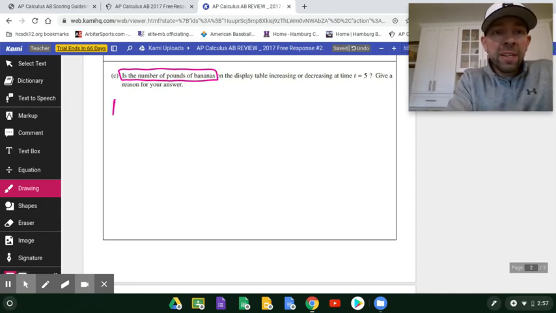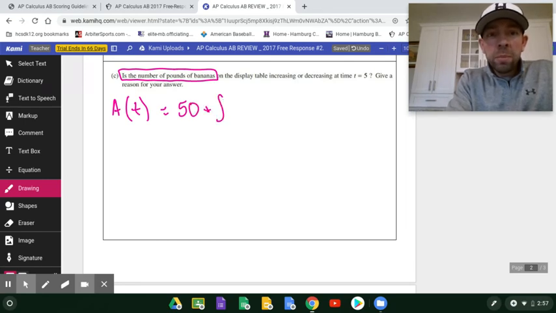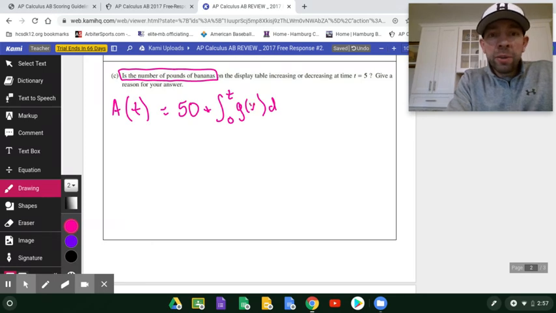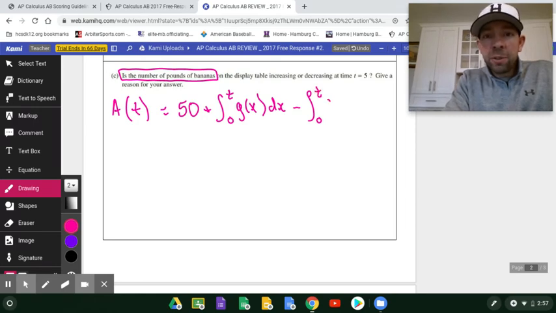If I said A equals the amount of bananas at any time, it would be the original 50 that were there when the store opened, plus how much has been added back by the employees. Ooh, I just caught something. Because the upper bound is T, I need a different dummy variable right there. I'm going to just go with a generic X, minus the number of bananas that were removed by the customers, and again, I'm going to use a dummy variable right there.